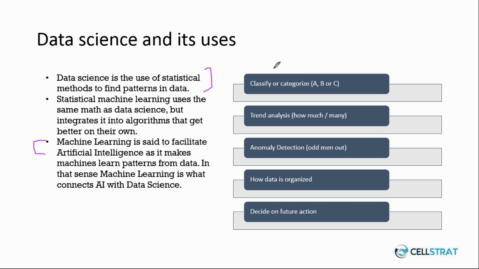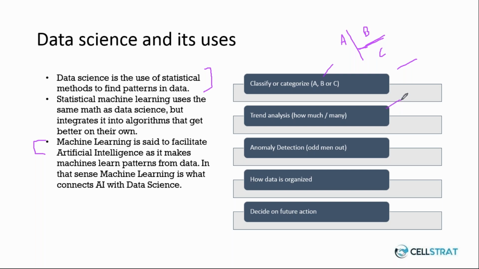One of them is that we are trying to classify things into category A, category B, or category C. So we are trying to classify data samples into three categories, A, B, or C. That's called classification or categorization.